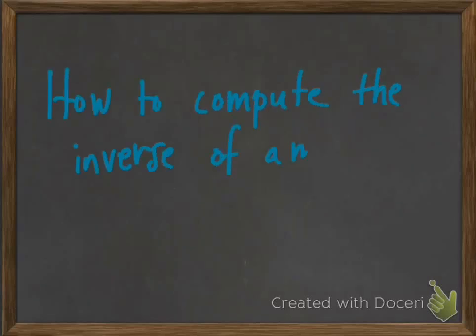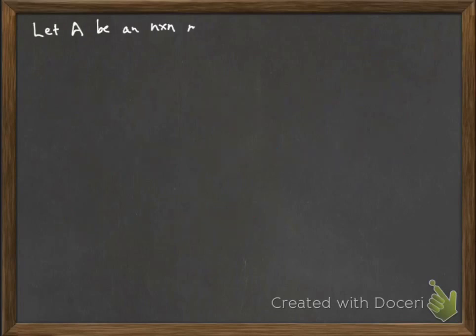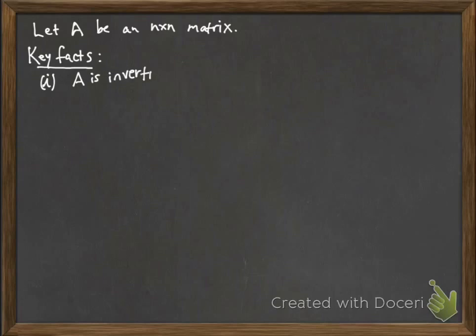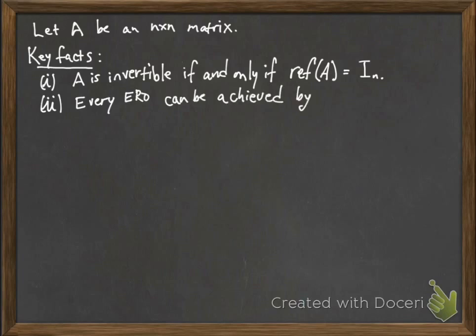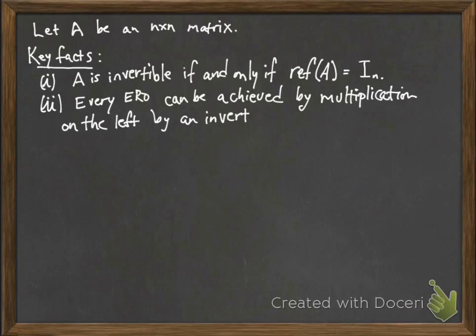How do you compute the inverse of a matrix, assuming it's invertible? So let A be an n by n matrix. Some key facts that we're going to use. 1, A is invertible if and only if the reduced echelon form of A is the n by n identity matrix. 2, every elementary row operation can be achieved by multiplication on the left by an invertible matrix.